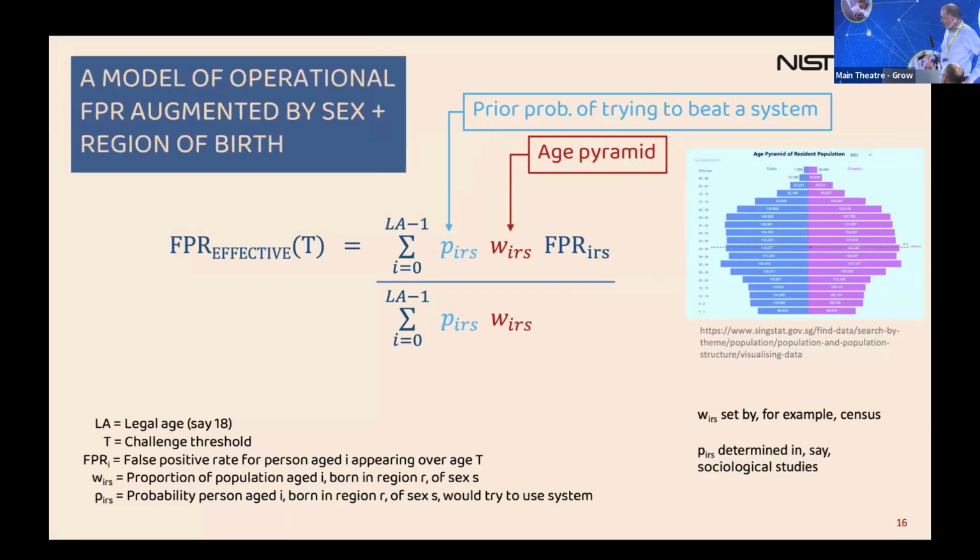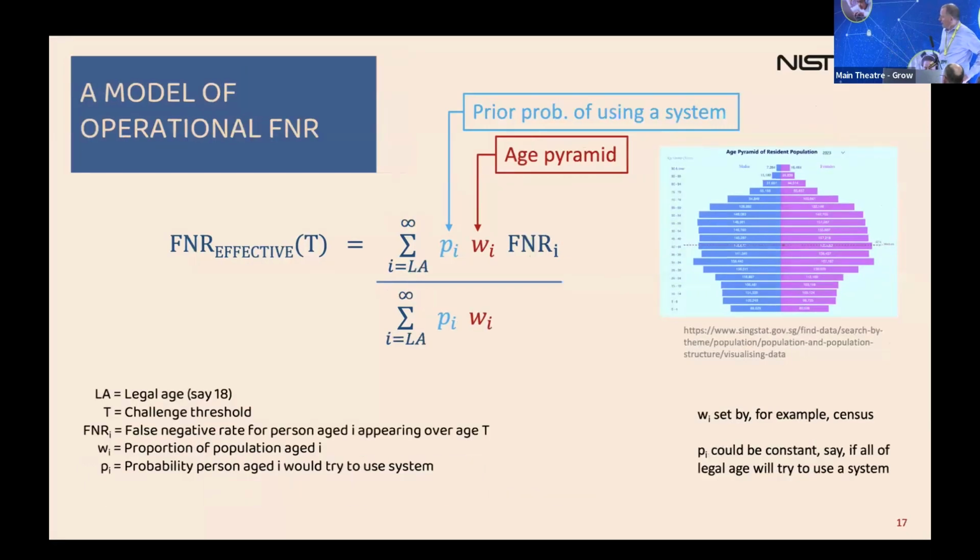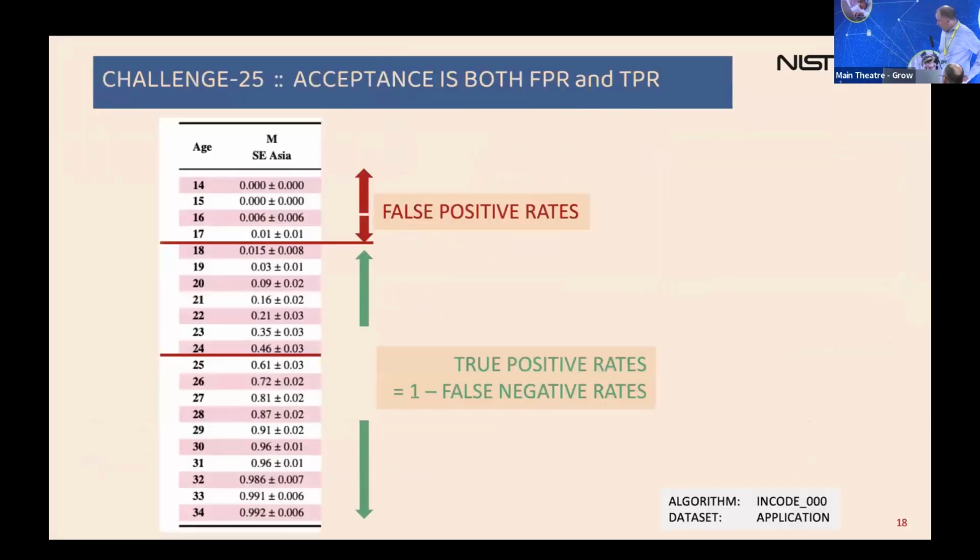You can do the same for false negatives, and this is about inconvenience. Somebody is over the age of 18, but they're getting classified below 25. How do you account for that? And there's the trade-off. If you do challenge 25, it's different than challenge 24. So, yeah, I'll skip that one.